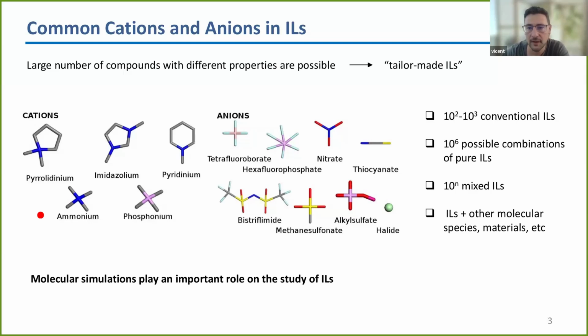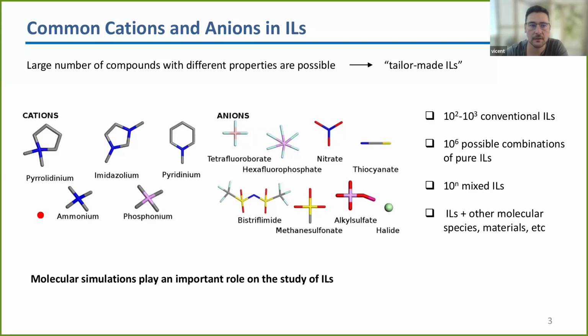In these mixtures we have another variable, because when we have mixtures, we can play with the concentration, how many of each type we combine. So we can say that we have 10 to the power n mixed ionic liquids, because we don't know the real number that we can get.